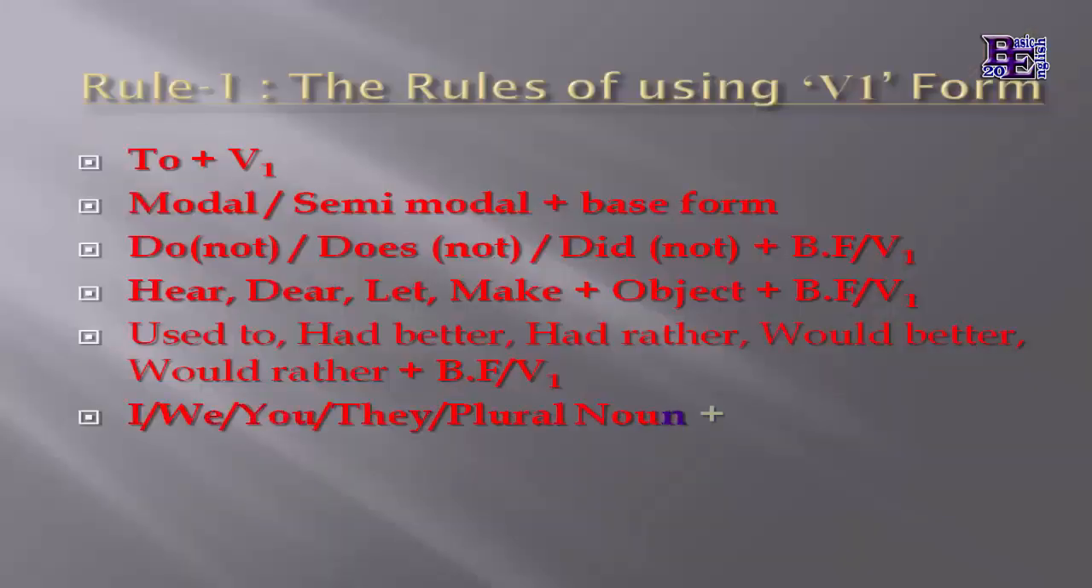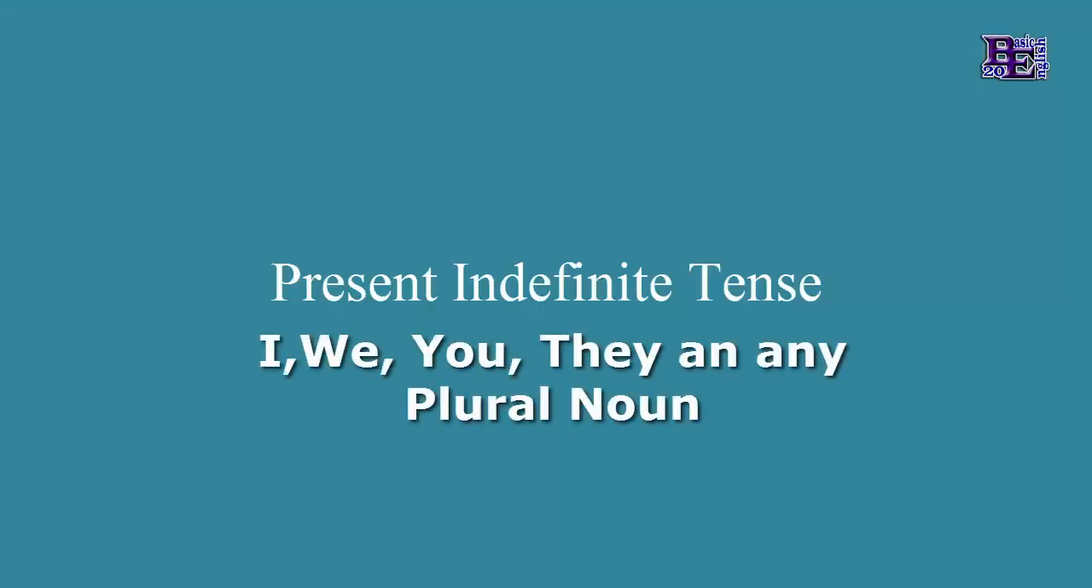And the last but not least important rule is that after the subject I, we, you, they, or any plural noun, we have to use the present form of the verb, but on condition that the sentence must be in present indefinite tense. That is, in present indefinite tense, if the subject is I or we or you or they or any plural nouns, we have to use the present form of the verbs.